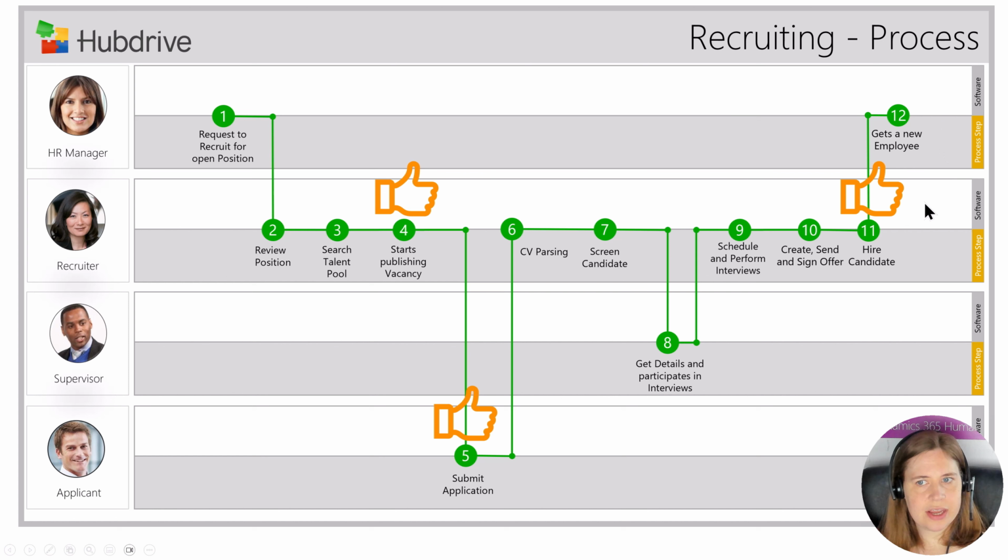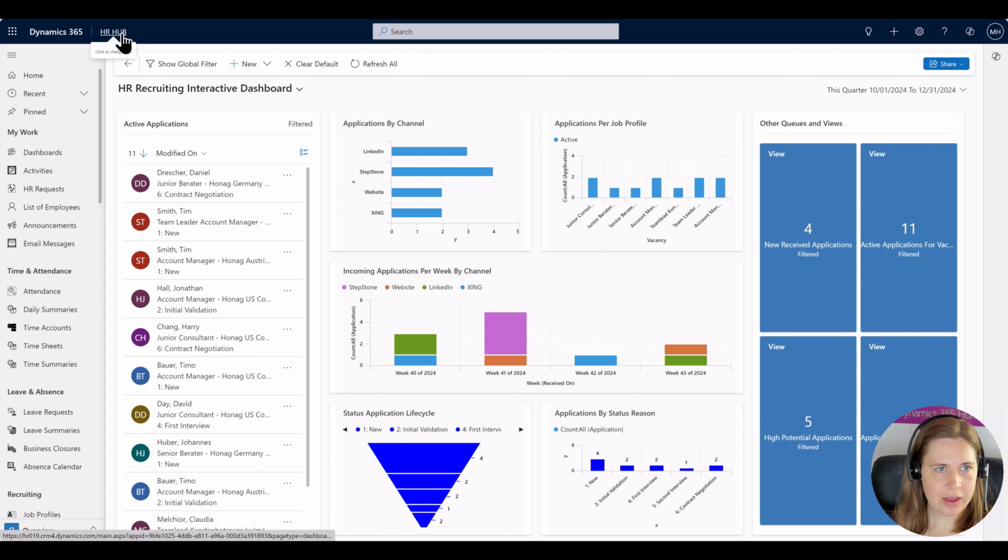Let's have a look at the system next. So here you can see the HR solution from the inside. As you can see, we are inside the area HR Hub, which is the main area where you will be doing all your work as an HR manager. This is the first page you start out on after opening the HR solution in Standard. A number of interactive dashboards are available to you here, which show you all of the important recruiting information at one glance.